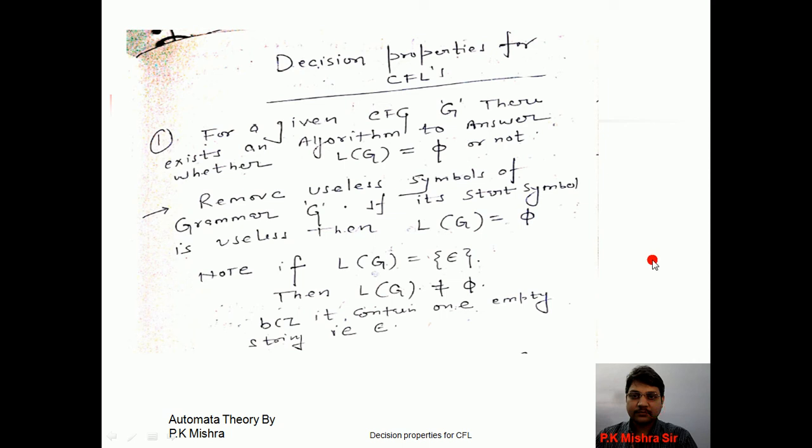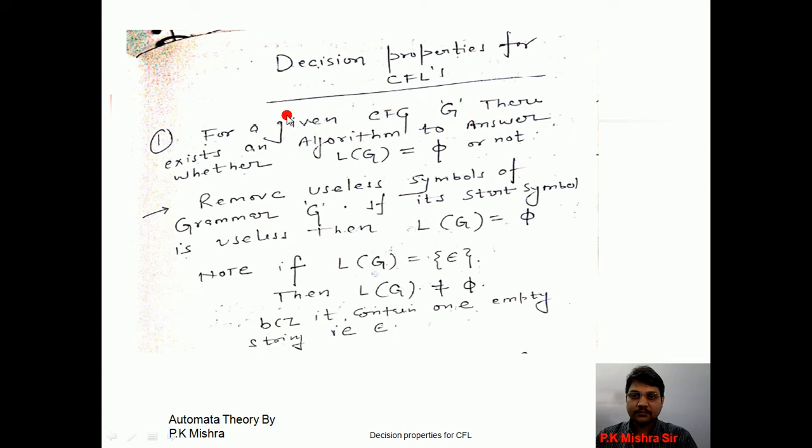Now see, decision property for context free language. What is property number 1? For a given grammar G, there exists an algorithm to answer whether the language of the grammar equals phi or not. Yes, we have a solution to find out whether the language of the grammar equals phi or not.